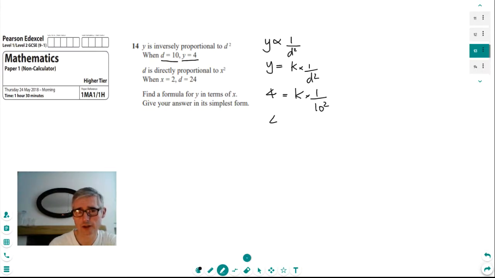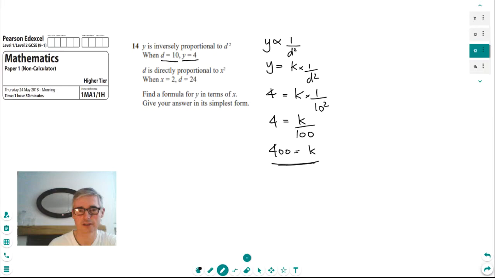We can see that 4 is equal to k over 100 if I just multiply out that fraction. And then we can get the k on its own, or make it subject, in other words, by multiplying both sides of this equation by 100. And that will give me that 400 is equal to k.